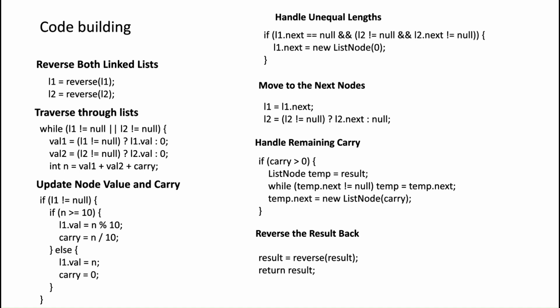So, if carry is greater than 0 after complete addition of L1 and L2, and if there is still an extra digit, then we create a node and point our last node's next to that node. That's what is happening here. And the result is in least significant order, so we simply reverse it and return the result.